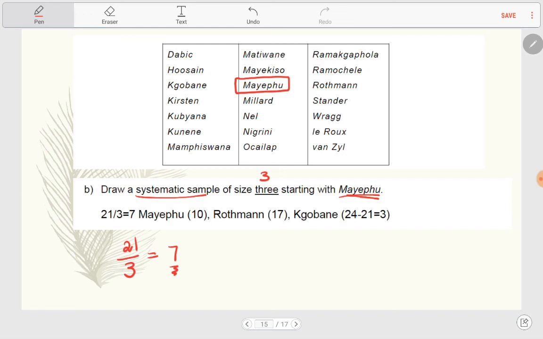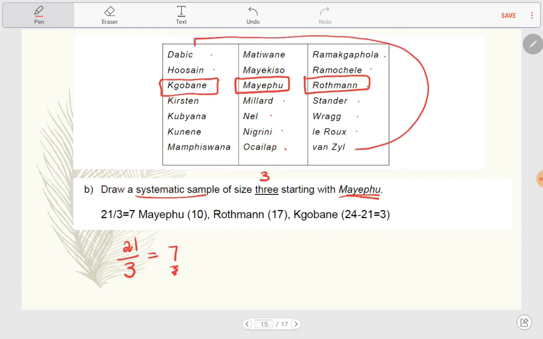I'm not sure if it was very clear, so I'm going to definitely make sure that in a test and exam, it's very clear. This question is from a past paper, but don't worry about it. I will make it very clear whether to include Mayepu or not. So here we want 7. 1, 2, 3, 4, 5, 6, 7. So we've got Rothman. And the next one, 1, 2, 3, 4, 5, 6, 7 here. You need to go back to the top of the list and start counting again. That's how you get the last one there. So that's that answer.